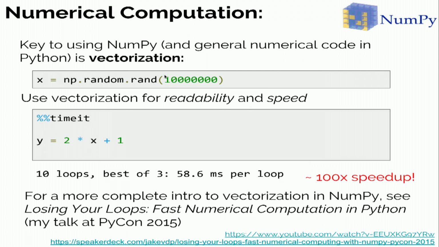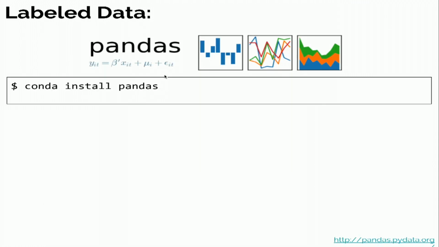I have a talk I gave at PyCon a little while ago called Losing Your Loops, and I dig into all the ways that you can use vectorization and these sorts of things to speed up code inside NumPy. So I'd encourage you to check that out if you're interested.